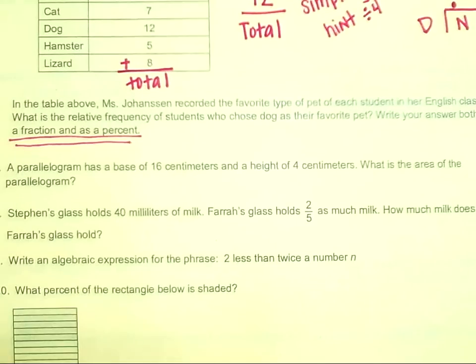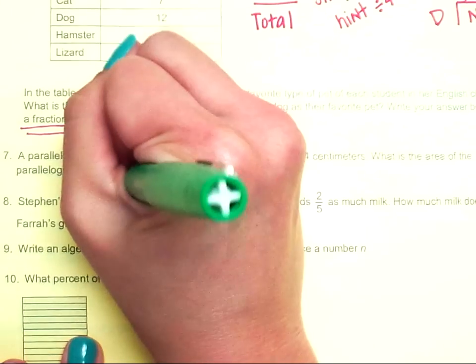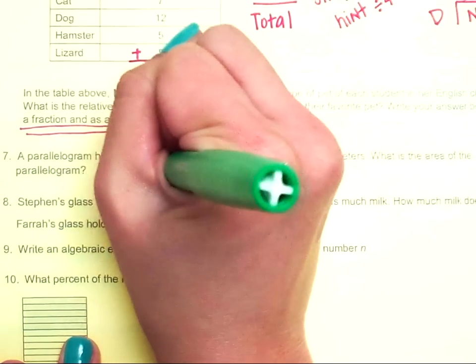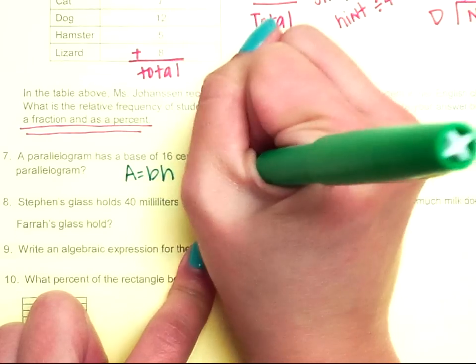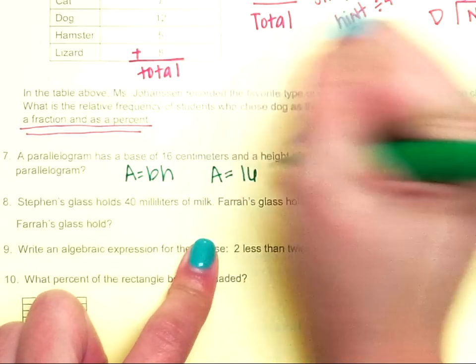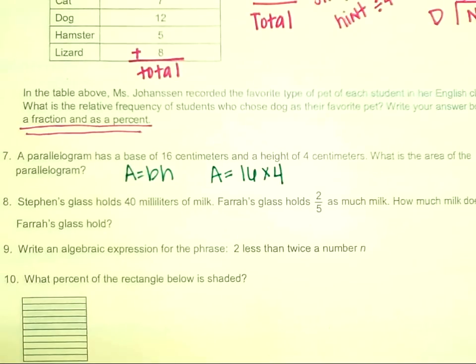Number 7, a parallelogram has a base of 16 centimeters and a height of 4 centimeters. What is the area of the parallelogram? Okay, area of a parallelogram equals base times height. So we know that this area has a base of 16 and the height of 4. Once you multiply that, that's your answer.